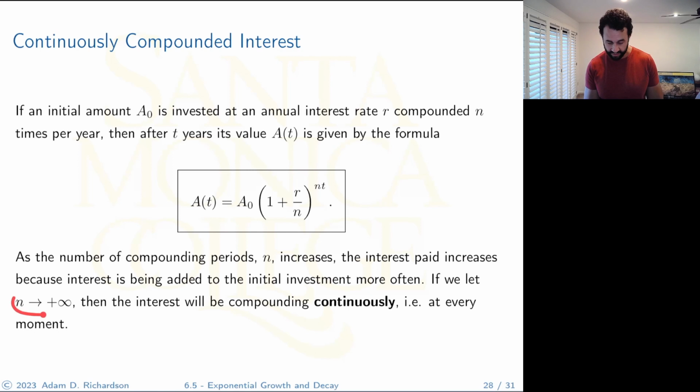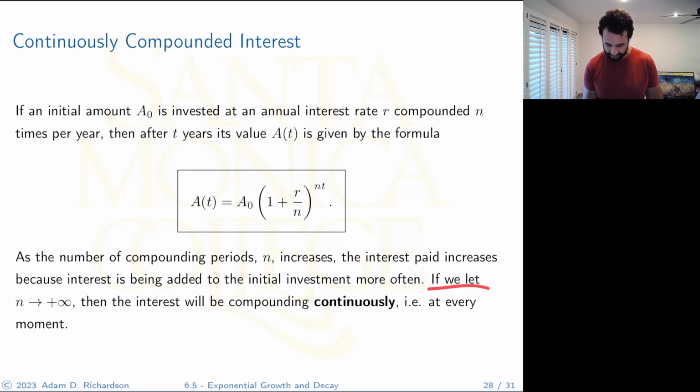So if you let the number of compounding periods go to infinity, then the interest is compounding continuously, continuously compounded interest. And this means that the interest is being compounded at every moment. So basically at every moment in time, interest is being added to the original amount. All right. So how do we model that?